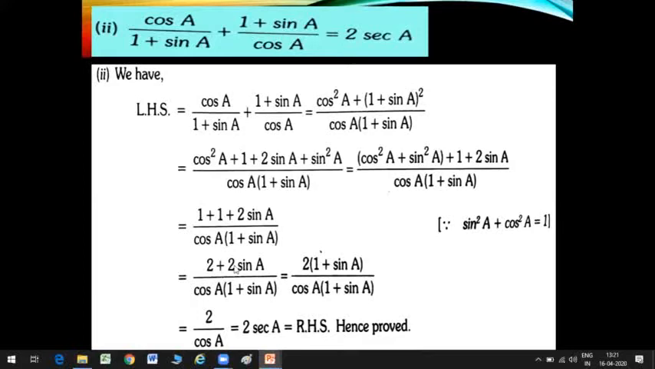Then from the numerator take 2 common. After this (1 plus sin A) is left in the bracket divided by cos A into (1 plus sin A). Now (1 plus sin A) from the numerator and the denominator cancelled, which is equal to 2 by cos A, so which is equal to 2 secant A, right hand side.